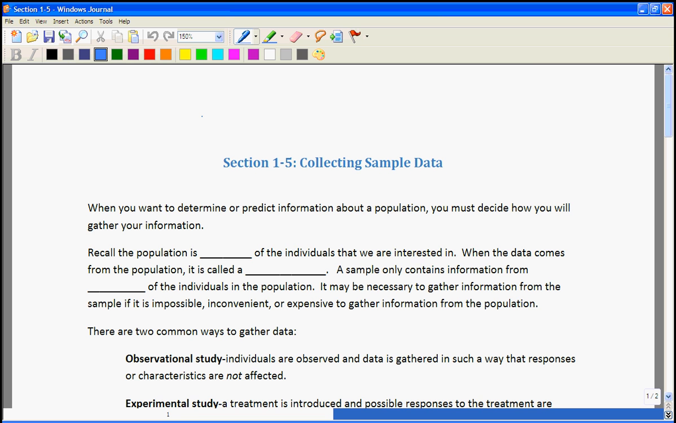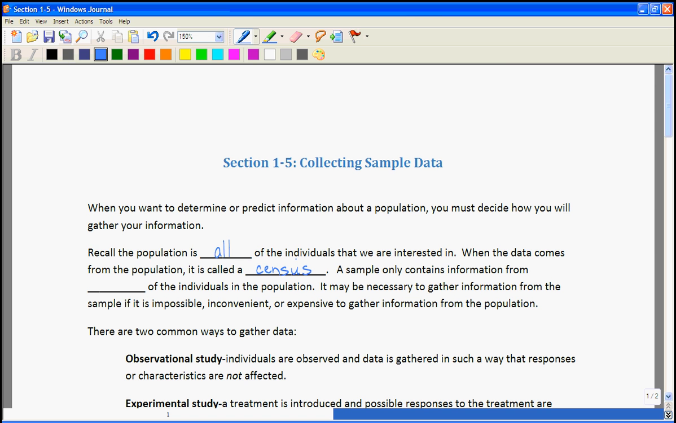Section 1.5, Collecting Sample Data. When you want to determine or predict information about a population, you first have to decide how you're going to gather your information. Recall, the population is all of the individuals that we're interested in. When the data comes from the population as opposed to the samples, that means we're collecting it from everybody, every object. That's called a census. So if the data comes from the population, then that's called a census.